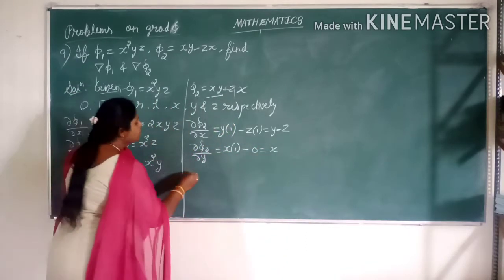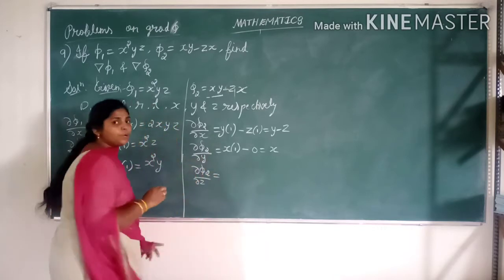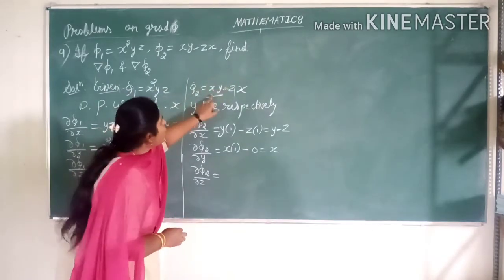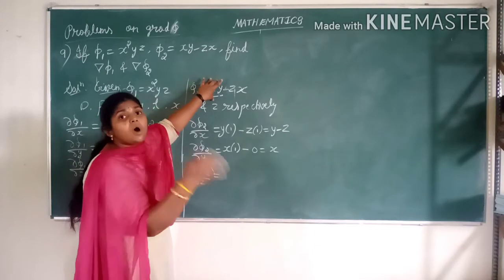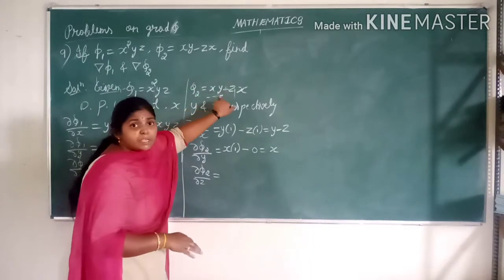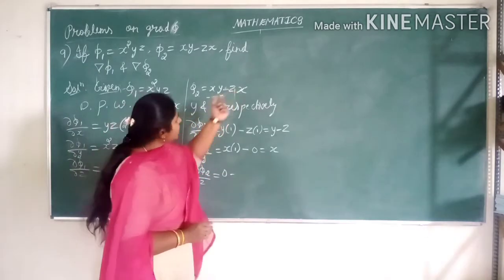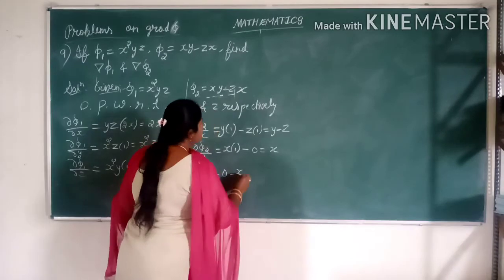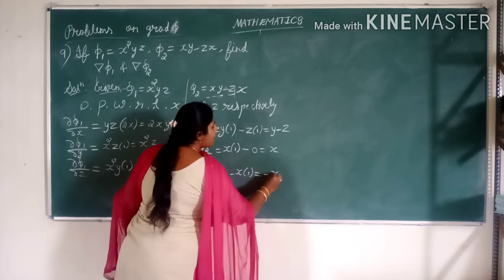Similarly, differentiate the function phi2 partially with respect to z. We get ∂phi2/∂z is equal to. While differentiating with respect to z, you treat both x and y as constants. See here, in the first term the z term is absent. Totally you treat this term as a constant. The differentiation of a constant is 0. Minus. In the second term, while differentiating with respect to z, treat x as a constant. The differentiation of z is 1. That is 0. Minus of x into 1 is minus of x.